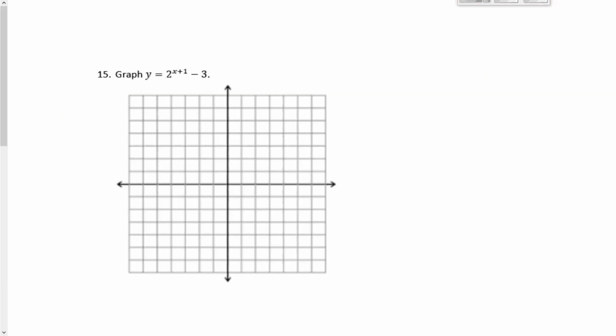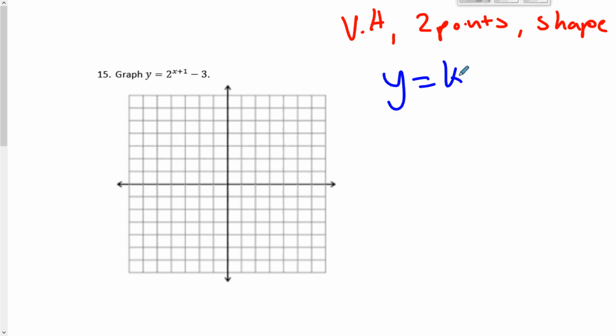Okay, graphing. We're graphing exponentials, so we need three things. We need a horizontal asymptote, we need 2 points, and we need the shape. All right, those are the things that we need. Okay, so our asymptote is y equals k. So that means y equals -3 is our asymptote.